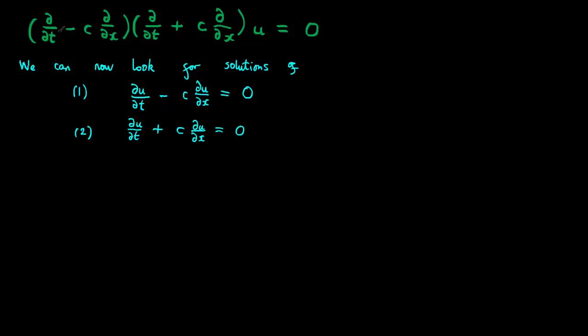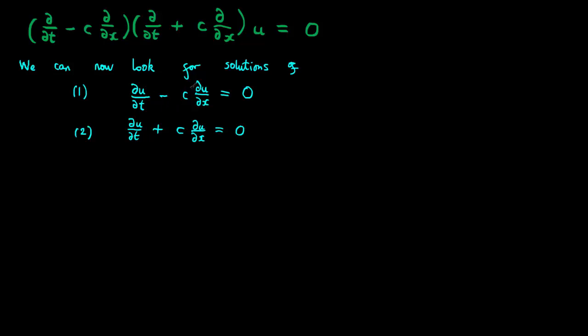So we can deduce that either this first operator acting on u must give us 0, or the second operator acting on u equals 0. So in other words, if this first one gives us 0, du dt minus c du dx must be equal to 0, or if the second one gives us 0, then du dt plus c du dx is equal to 0.